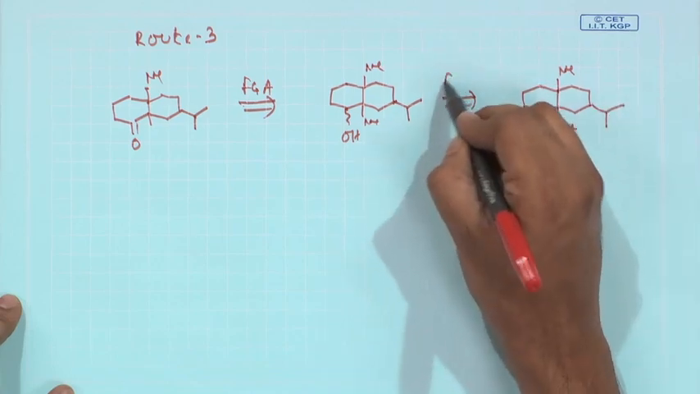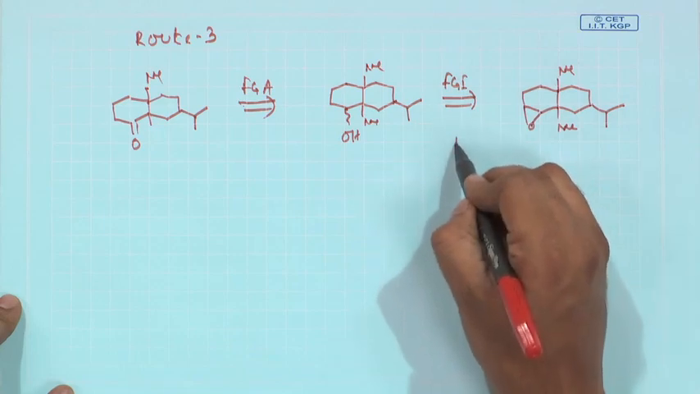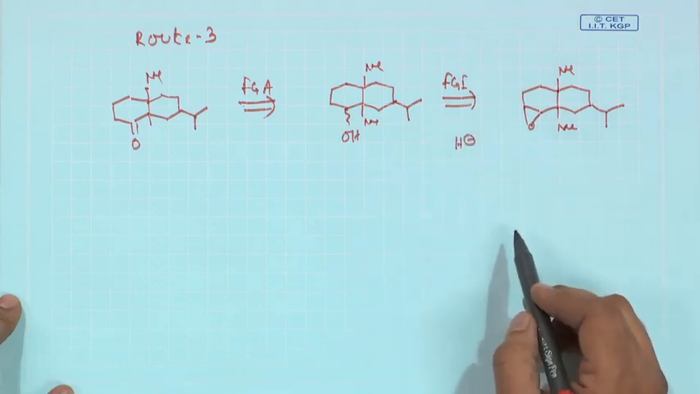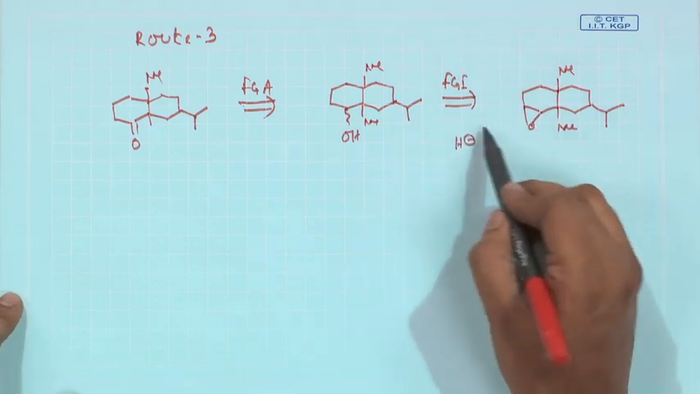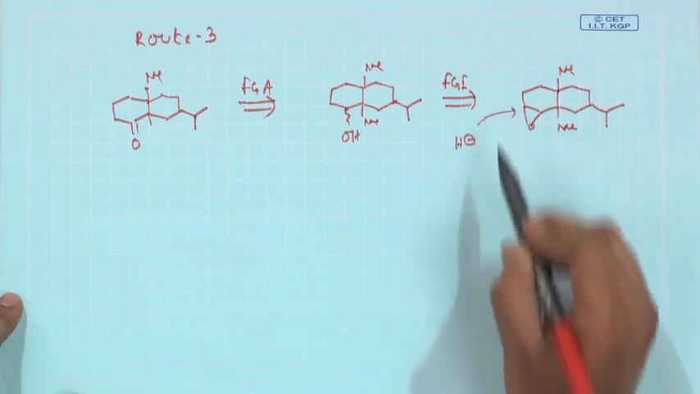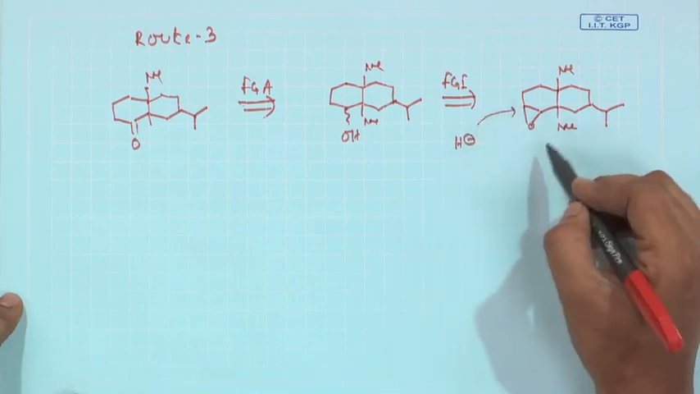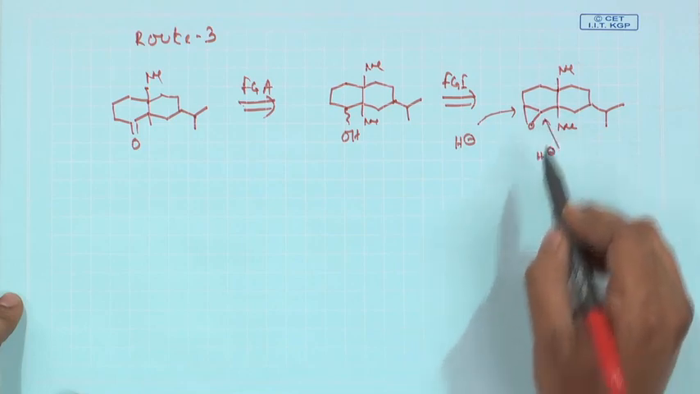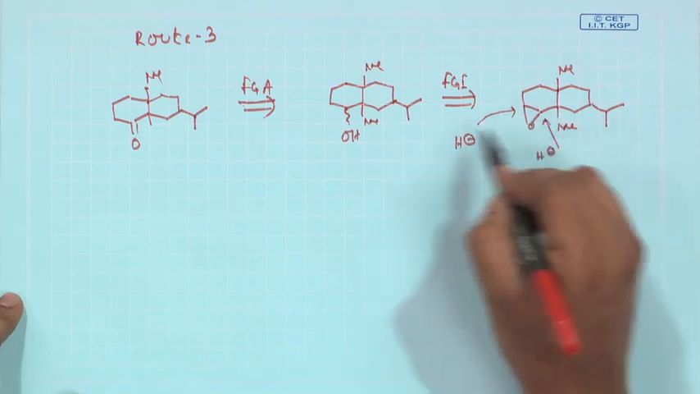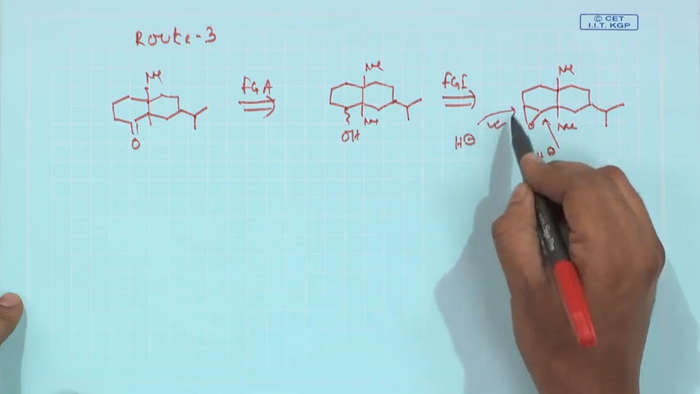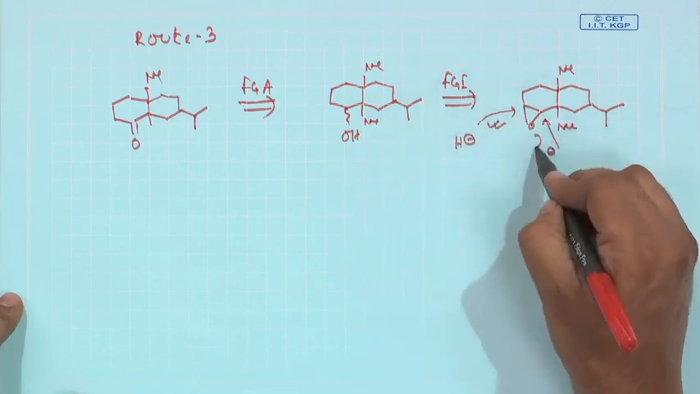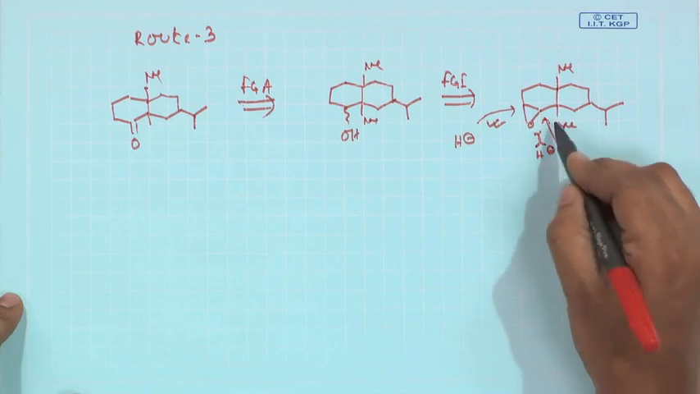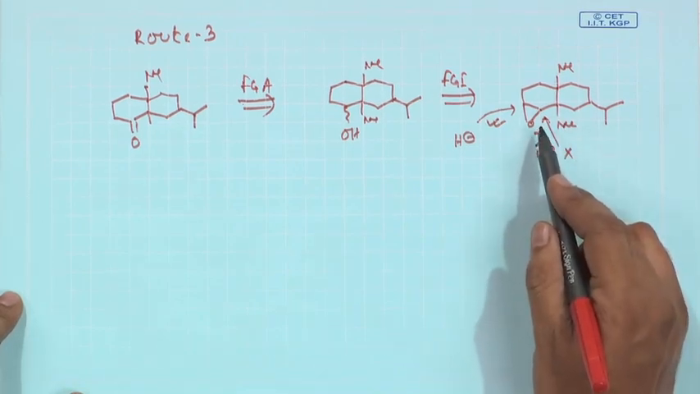Assume that it is an FGI, and the hydride will come from the sterically less hindered site. The hydride can come from here or from there, but if the hydride comes from this site, it is more facile because it is sterically less hindered. This side is blocked, that is why that is not feasible. So, this route is quite feasible.